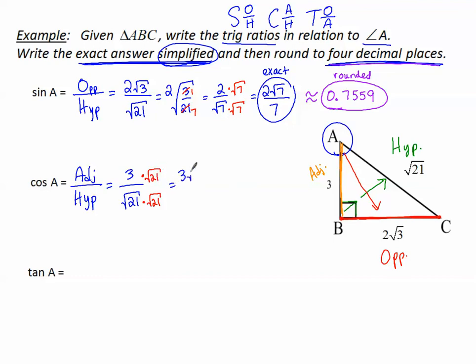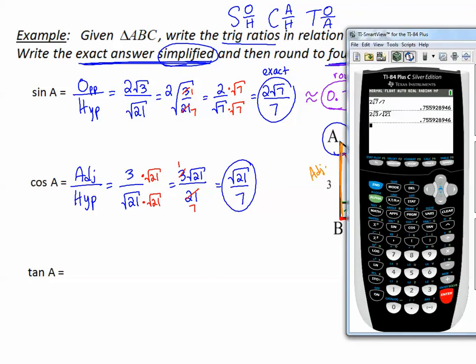So I have 3 square roots of 21 in the top, and in the denominator, plain old 21. Now from what I have left over, the outside numbers can be divided. 3 goes into itself once and into 21 7 times. So 1 times square root of 21 is just square root of 21 over 7. There's my exact answer. Grab my calculator and type in square root 21, get out of the square root, divided by 7. Enter.